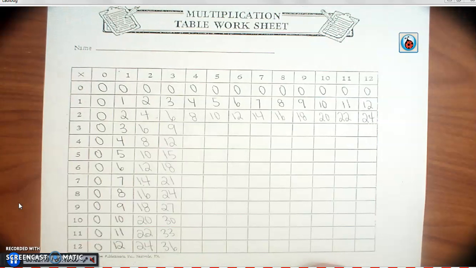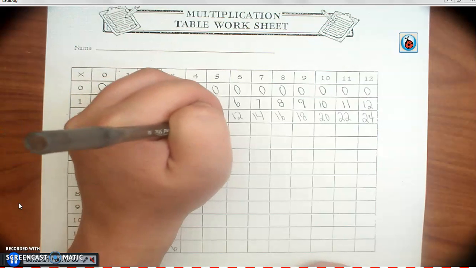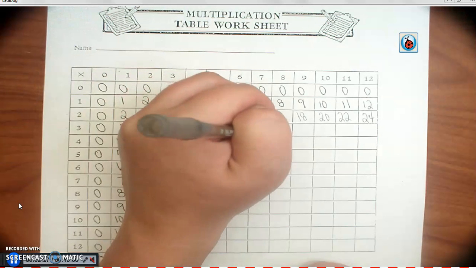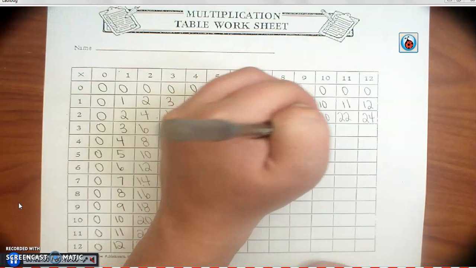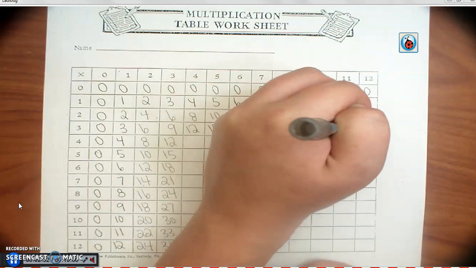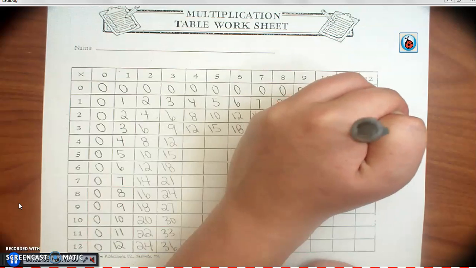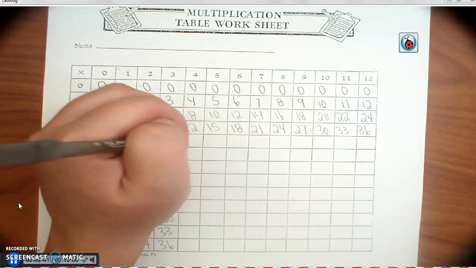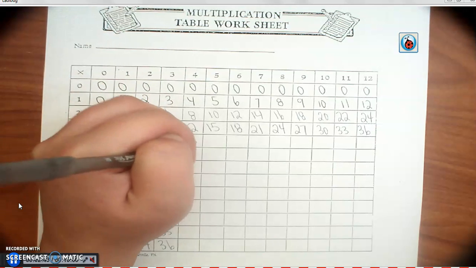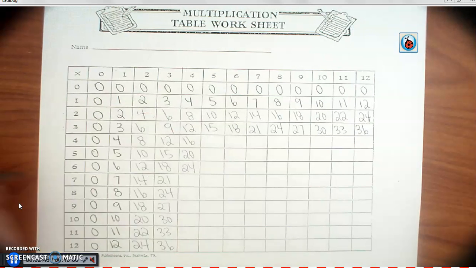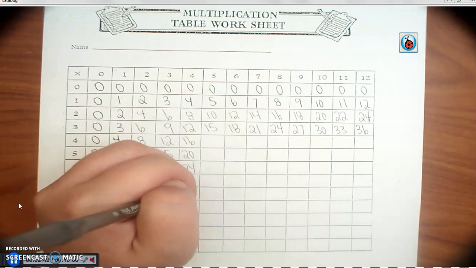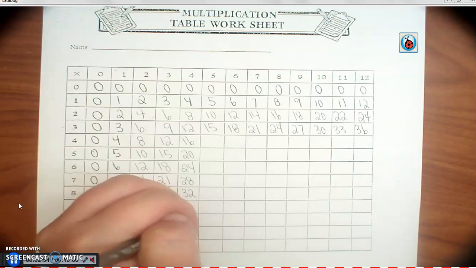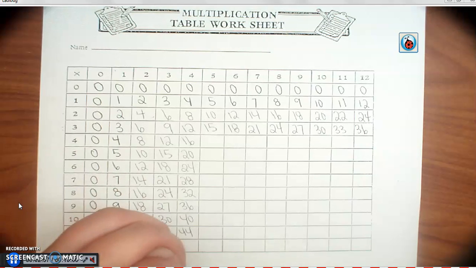3, 6, 9, 3 times 4 is 12, and then I just keep going. 3 times 6 is 18. 3 times 7 is 21. 24, 27, 30, 33, and 36. Okay, so make sure you know the facts. 3 times 12, 36. All right, I'm going to move on to fours. 4 times 4, 16, 20, 24, 28, 32, 36. 4 times 10 is 40, 44, and 48.